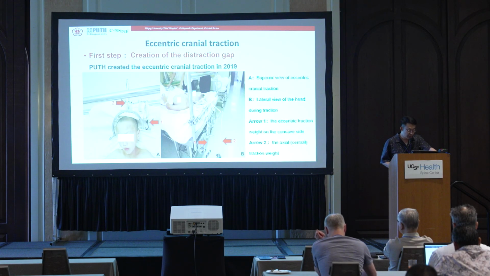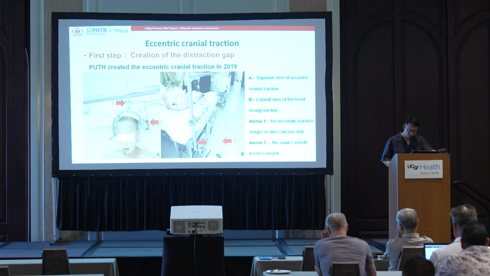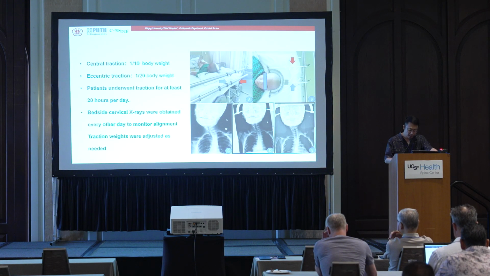You can see arrow 1 indicates the eccentric traction weight applied on the concave side, and arrow 2 indicates the axial, meaning the central traction weight applied vertically. This method allows for gradual soft tissue release and prepares the cervical spine for controlled traction. And we applied axial traction to both the central point and the eccentric side of the cranial arc.